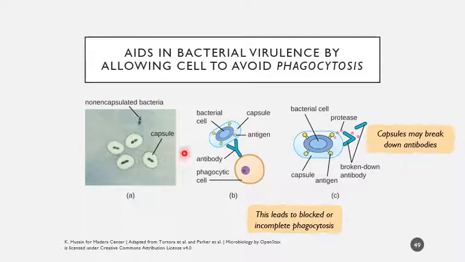phagocytosis. So over here on the left, we see a couple of different types of what look like diplococci or diplobacilli. Some of them have a capsule, which appears like a halo. Some of them don't. The non-encapsulated bacteria are going to be more sensitive to the host immune system.